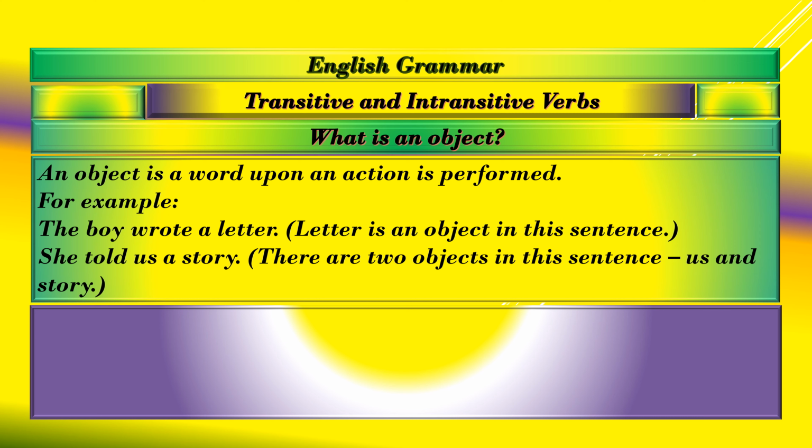So, whenever there is an object or objects in a sentence, the verb in that sentence would be called transitive verb. And whenever there is no object in a sentence, the verb in that sentence would be called intransitive.